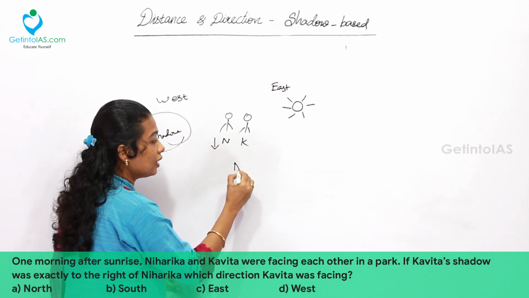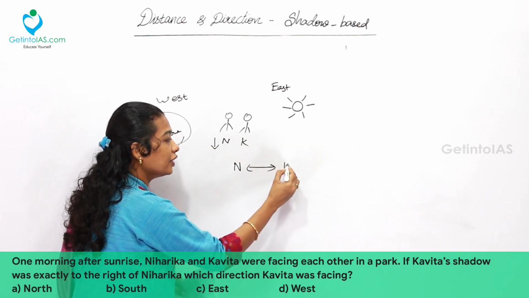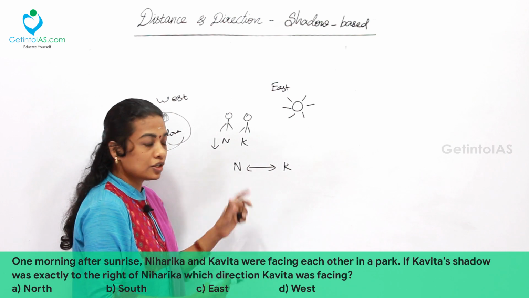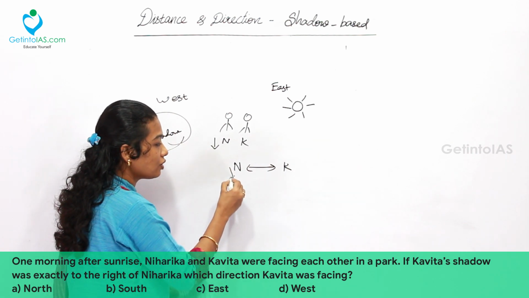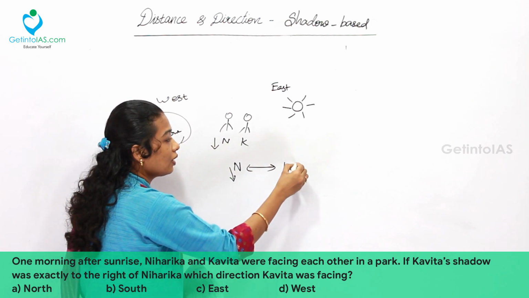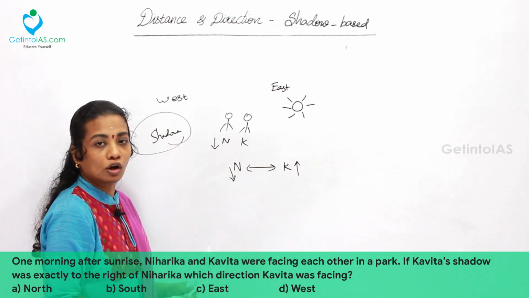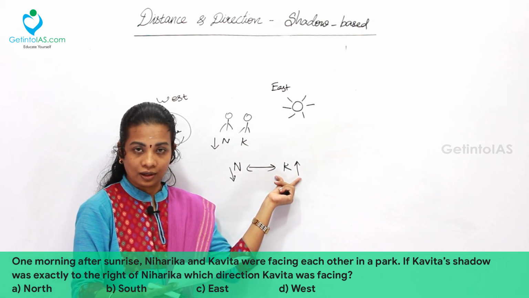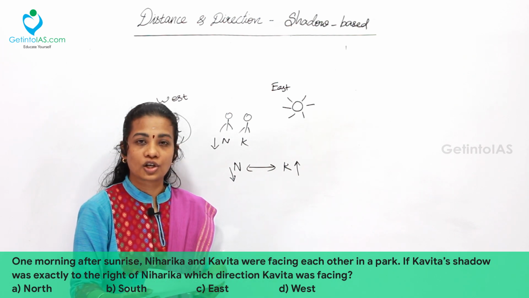But here it is clearly given Niharika and Kavita are talking with each other face to face. Face to face means if Niharika is facing south, Kavita would have faced north. Finally, the answer for this question regarding Kavita's facing direction is north, which is given in option A.